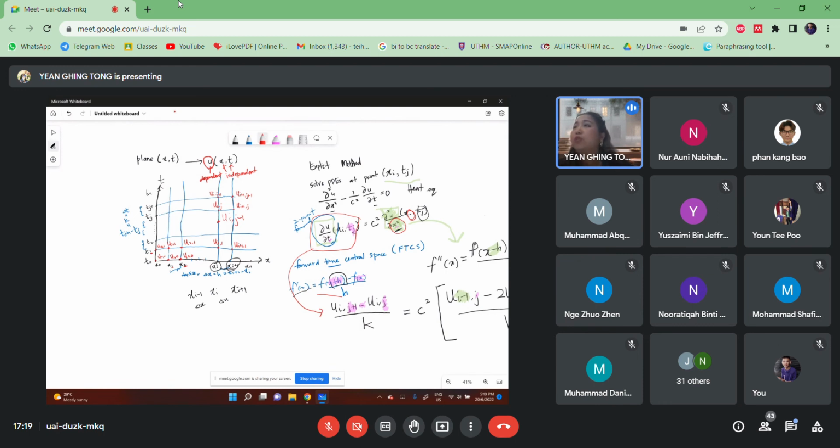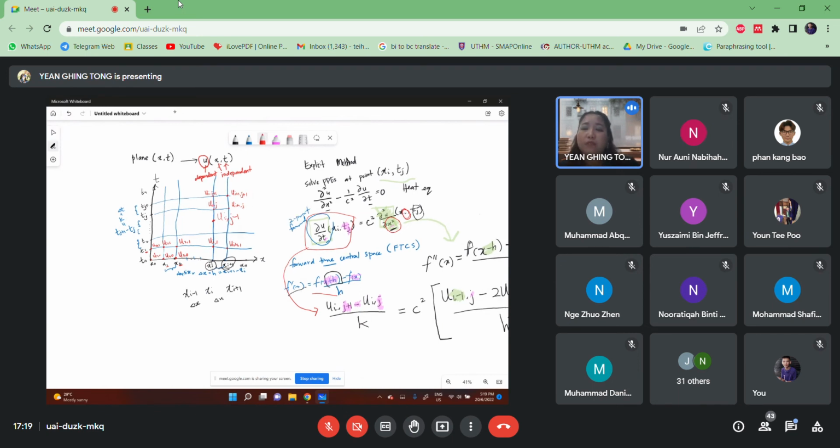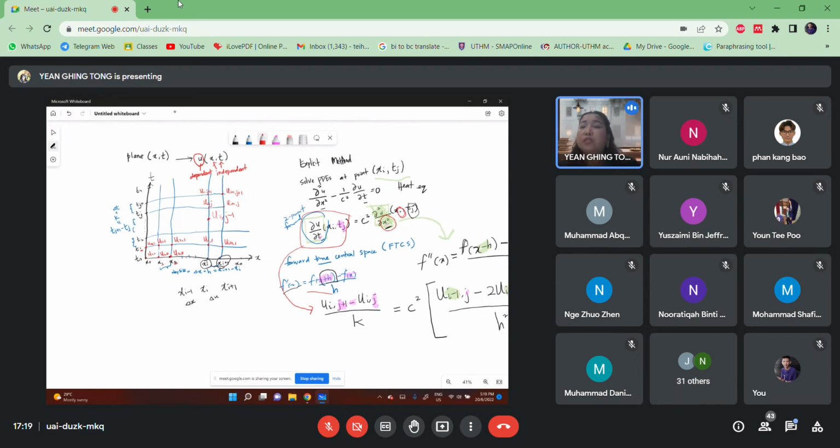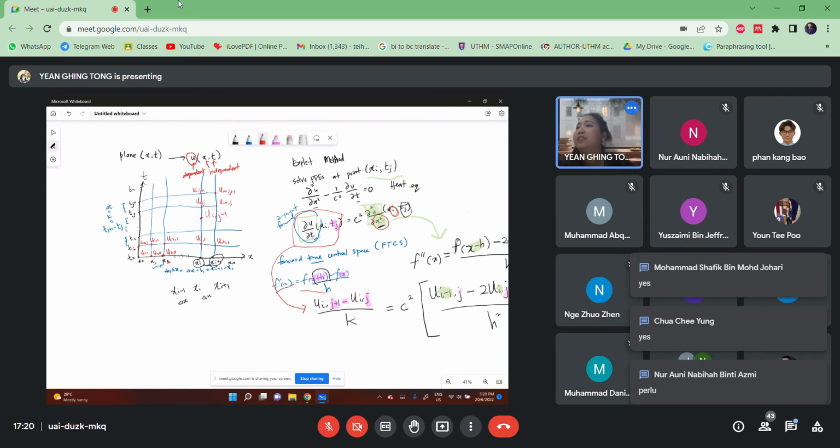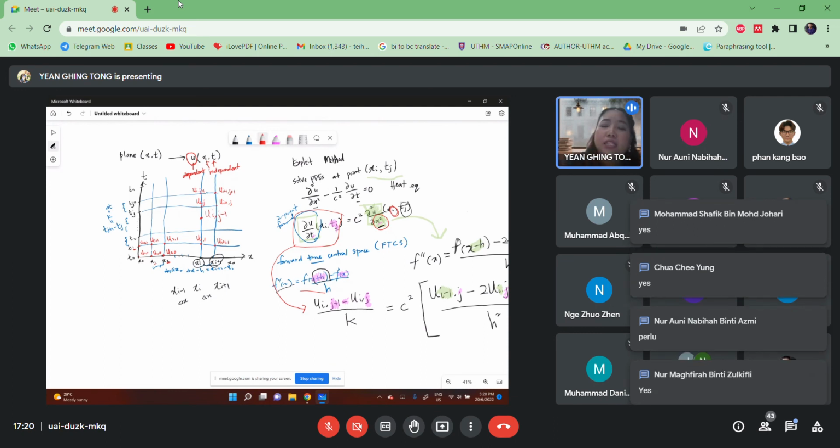Understand or not? If you understand, then you type 1. If you not understand, then you type 2. How to change to this, find a different form. This one is very critical because this is a basic. If you don't know how to change this one, then you cannot solve this PDE. Perlu saya ulang tak? Do I need to repeat it again? Class. Okay. Let's repeat again.